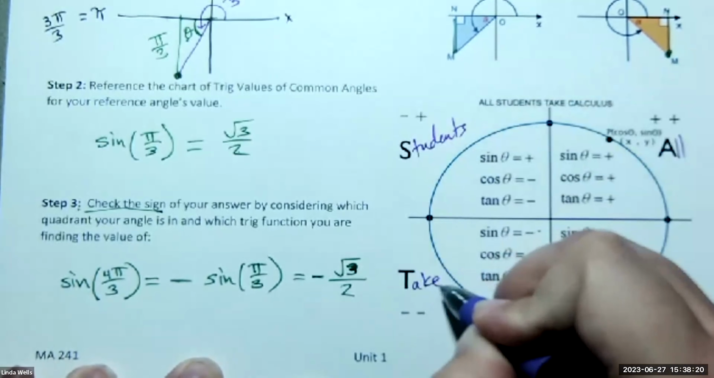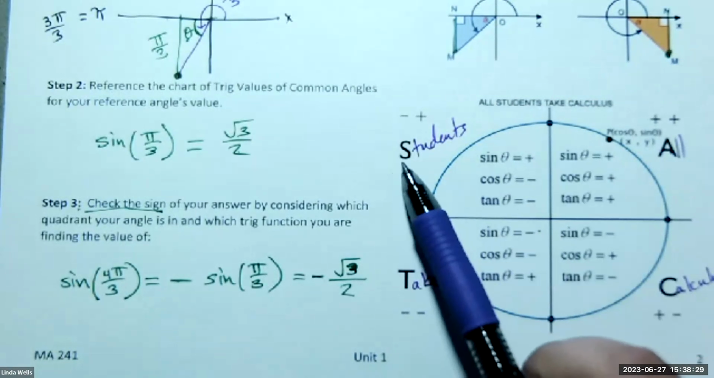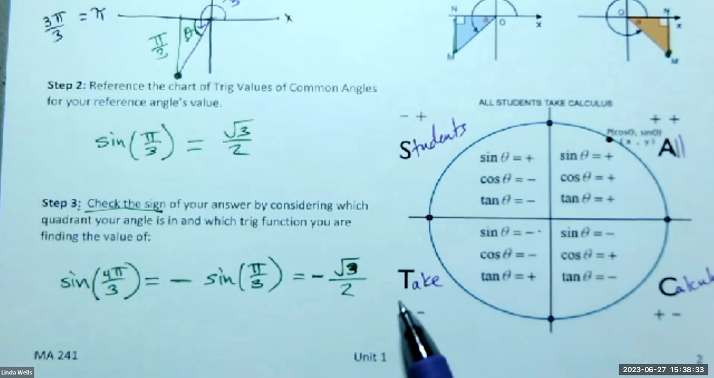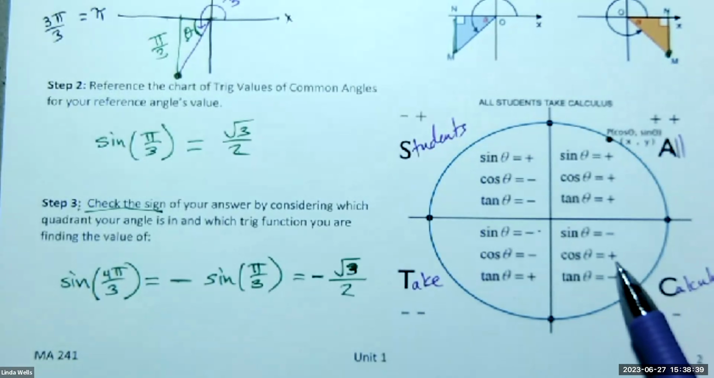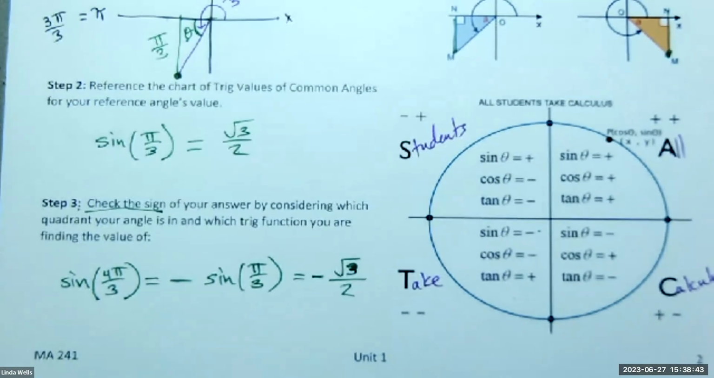Take Calculus." The A stands for all. All trig functions are positive. The S stands for sine. Sine is the only positive. T stands for tangent. Tangent is the only positive. And C stands for cosine, being the only positive. So these letters tell you who is positive. You good?